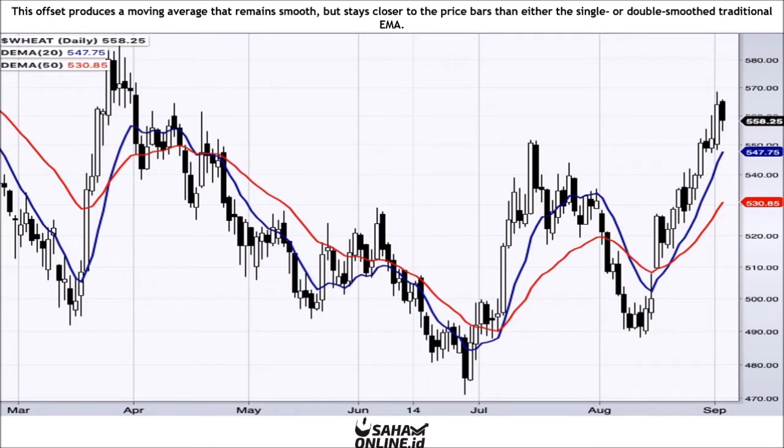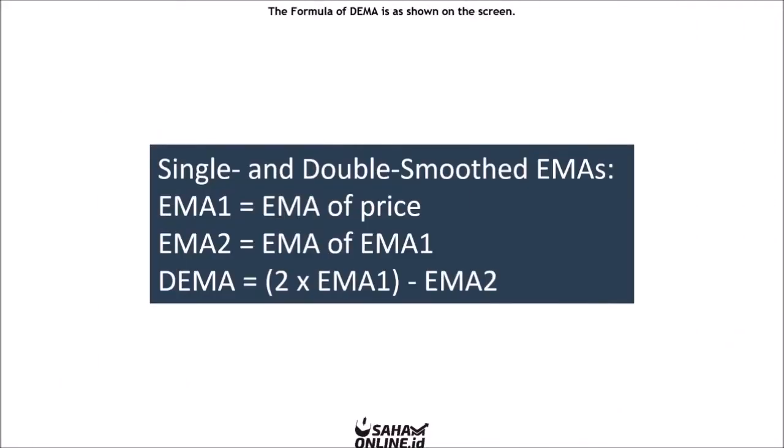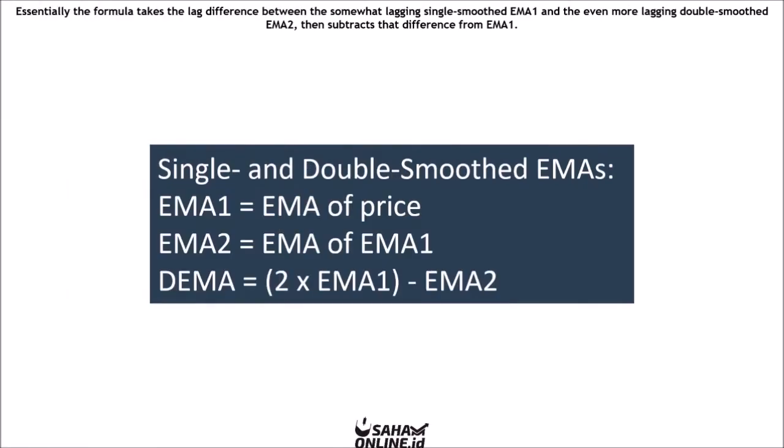This offset produces a moving average that remains smooth, but stays closer to the price bars than either the single or double smoothed traditional EMA. The formula of DEMA is as shown on the screen. Single and double smoothed EMAs. EMA1 equals EMA of price. EMA2 equals EMA of EMA1. DEMA equals 2 x EMA1 - EMA2.